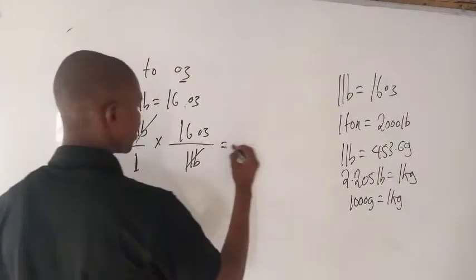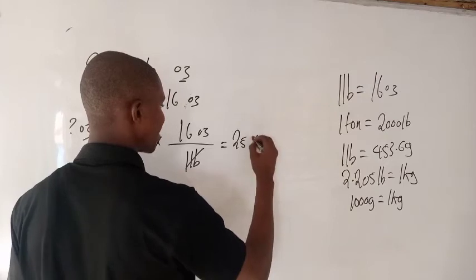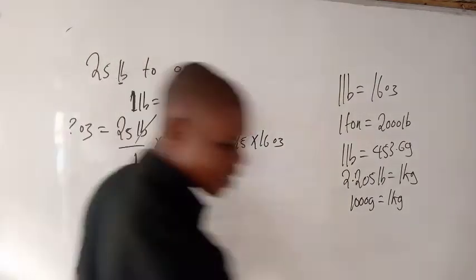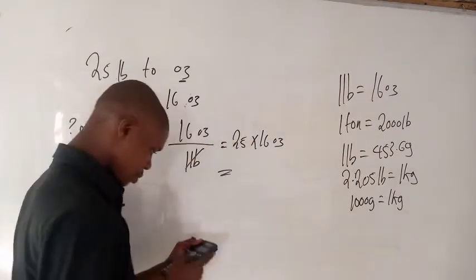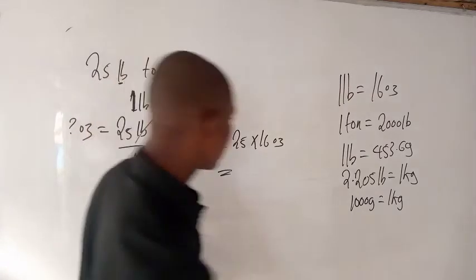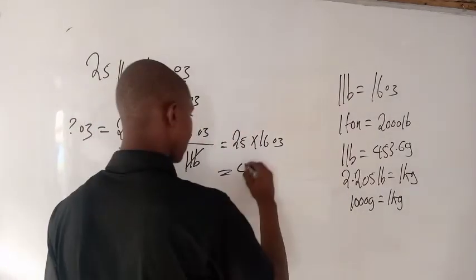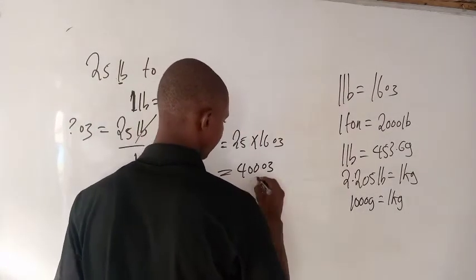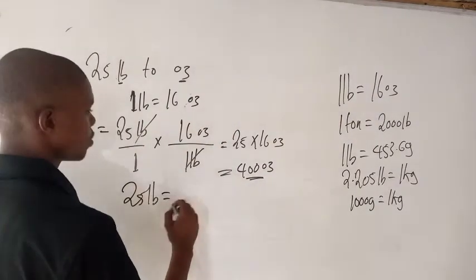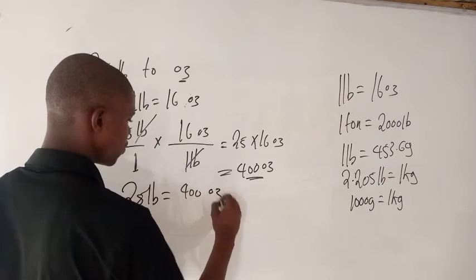So when you do that, what will happen here? We're going to have 25 times 16 ounce. So what will be the answer? Let's punch our calculator. 25 times 16, here we have 400. You have 400 ounce. It means that 25 pounds equals what? 400 ounce.